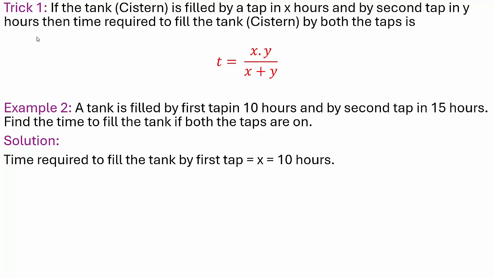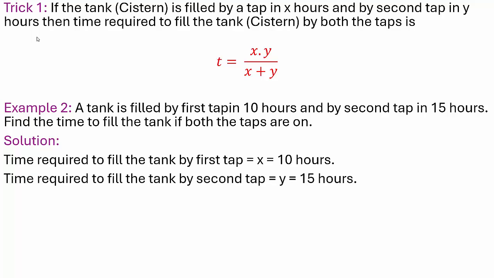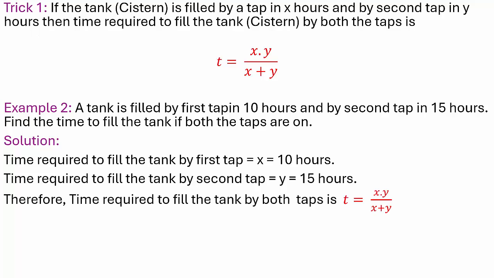Here, time required to fill the tank by first tap is X equal to 10 hours. Time required to fill the tank by second tap is Y equal to 15 hours. These are given. And as both the taps are running, time required to fill the tank by both taps is T equal to X multiplied by Y divided by X plus Y, which is 10 multiplied by 15 divided by 10 plus 15, which is 150 by 25. 150 by 25 is 6. Therefore, time required to fill the tank by both the taps is 6 hours.